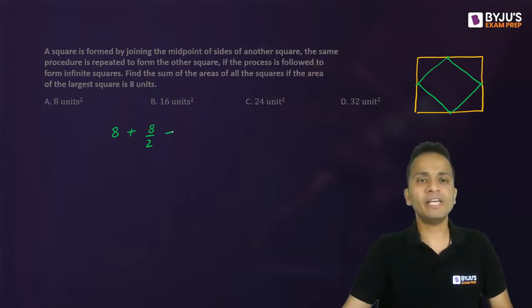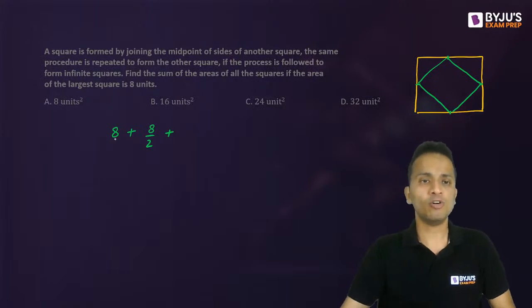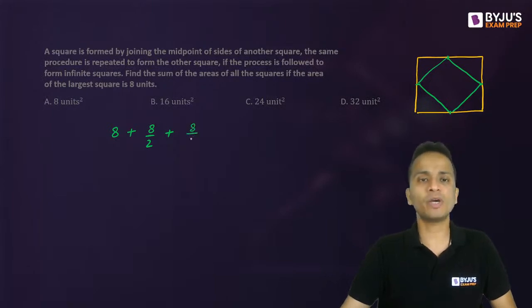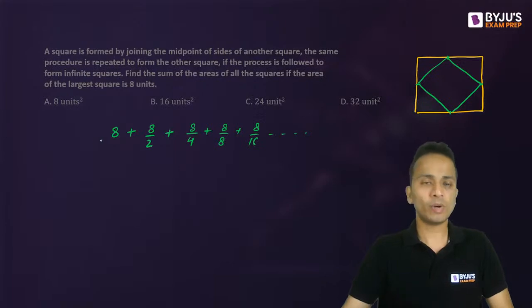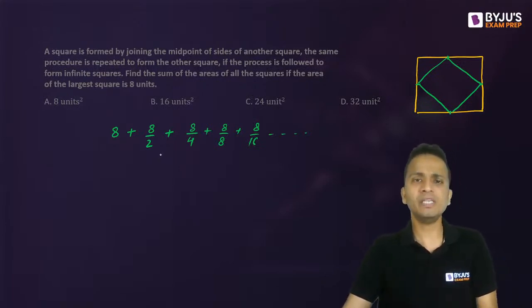Okay, so every time the area will keep on dividing by 2. So originally the area was 8. The area of the second square will be 8 upon 2. The area of the third square will be further divided by 2, that means 8 upon 4. Then 8 upon 8. Then 8 upon 16 and so on. So what is this? This is a geometric progression, right? This is the GP and this is an infinite GP.